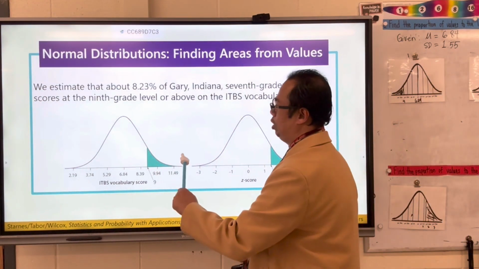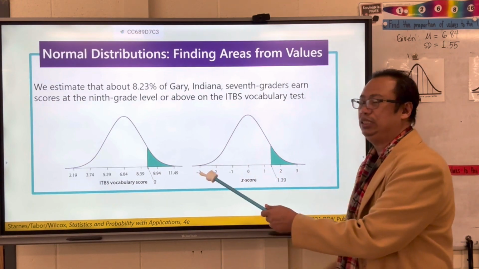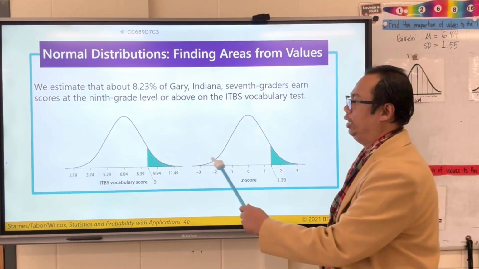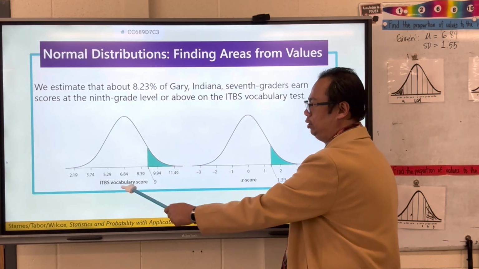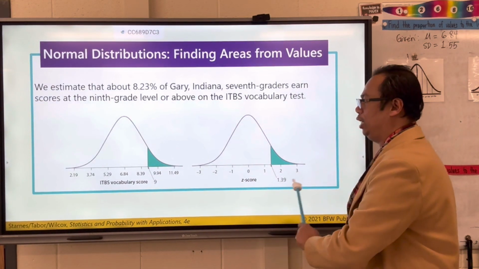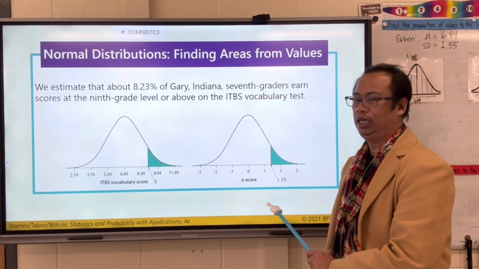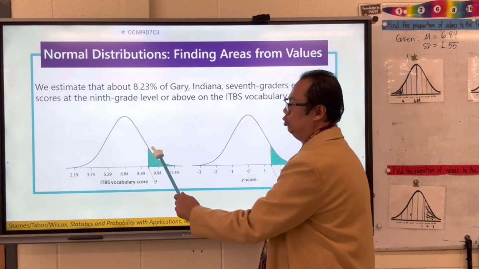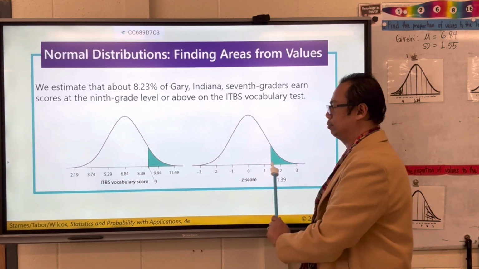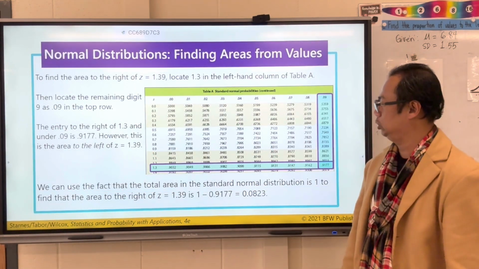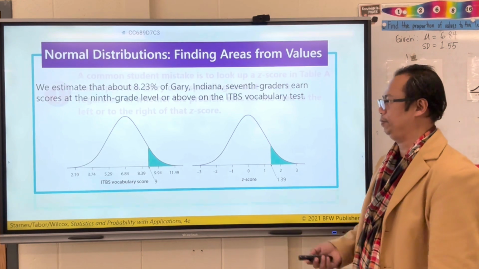The same as this one, this is 8.23% as well. So these two are the same. While this one is represented only in a normal distribution, on the right side it is the standardized normal distribution. Again, the difference is that we use the given value here, or the raw score, while here we use the z-scores.